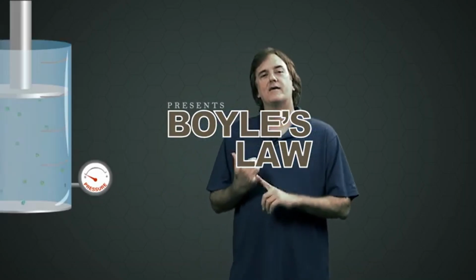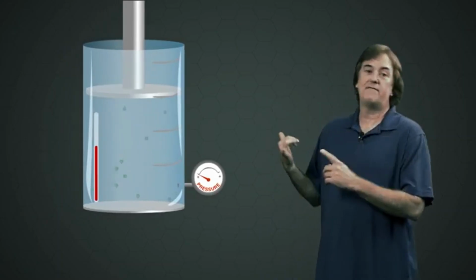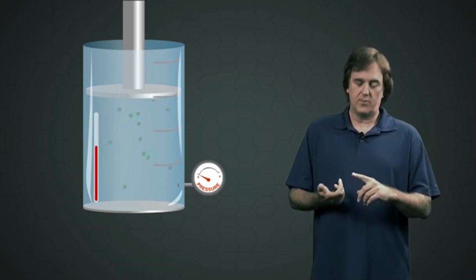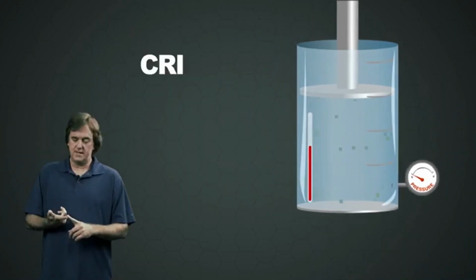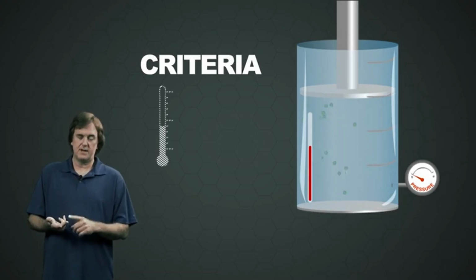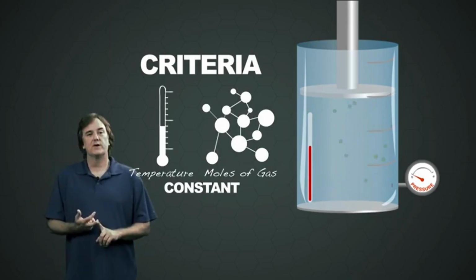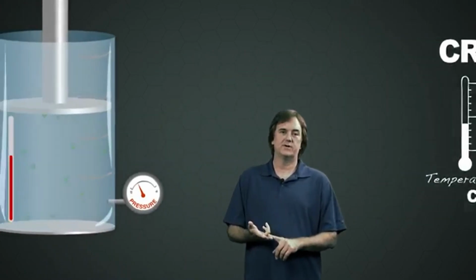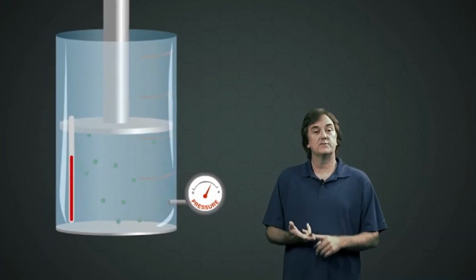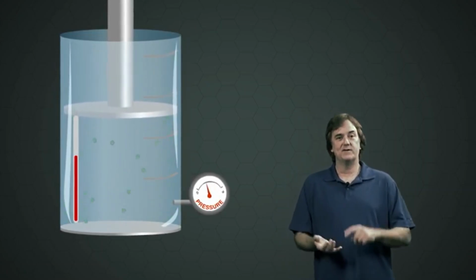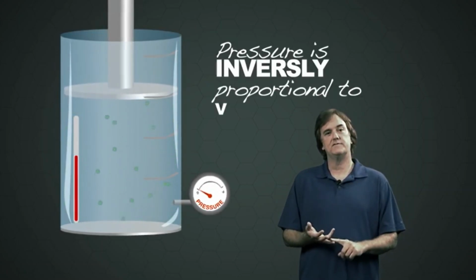We have here our classic piston in a cylinder graphic, where we trap a gas inside. One of the criteria for Boyle's law is that we keep the temperature and the number of moles of gas constant. So in this illustration, we're only going to be changing the pressure and the volume, which have an inverse relationship. If I had to state Boyle's law, that would be the direct statement of it. Pressure is inversely proportional to volume.